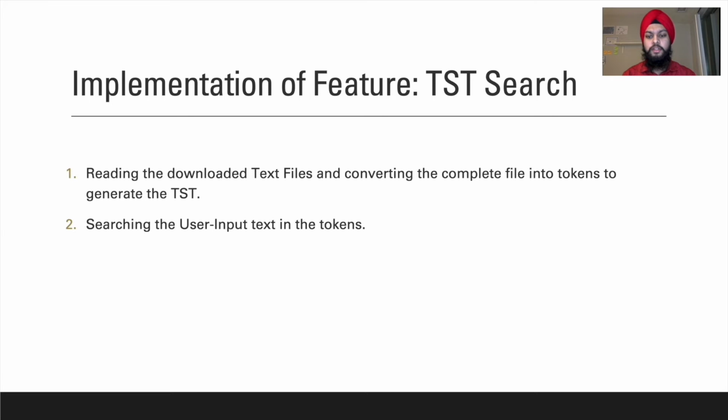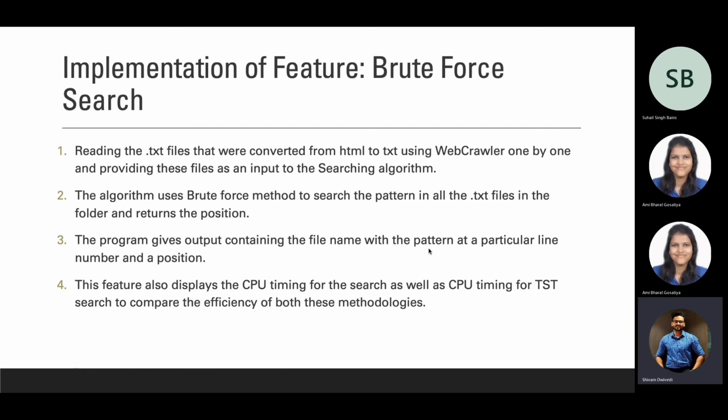In this, we find out the location in the file and the file name where this word occurs. So, the implementation of the feature that I developed uses the brute force search. It searches all the TXT files that were converted into HTML by the web crawler. The brute force algorithm searches for the pattern in all the TXT files and returns the particular position, and the program gives output containing the file name with the particular line and the position where the word is found.